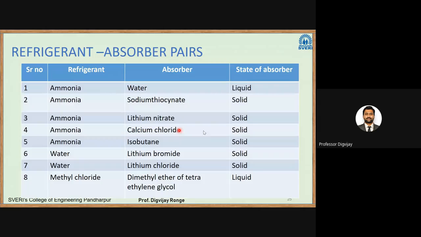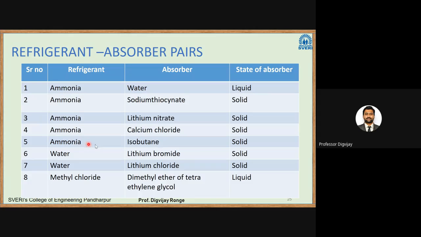In that, calcium chloride is in solid state. Again, we have ammonia as refrigerant. You can see here five times ammonia has been repeated because ammonia has very good refrigeration capacity. Though it is very toxic, if you consider a refrigeration system, they prefer ammonia.